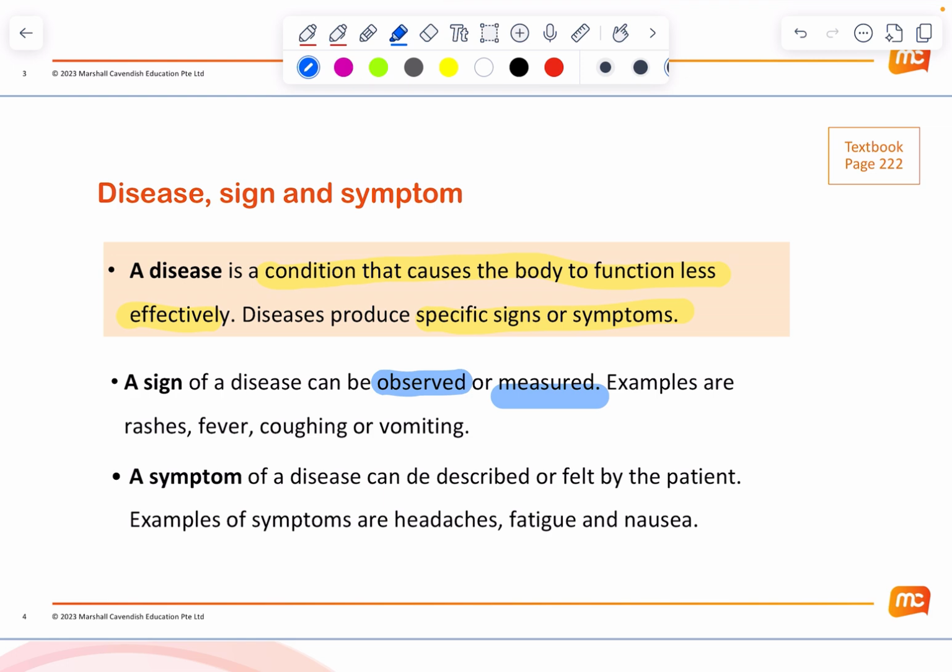The examples are like the amount of rash you have, the frequency of how many times you cough in a day, whether you have vomiting, what's the color of the vomit, and things like this. So this is a sign. Symptoms are usually described by what the patient feels, like what I shared previously: fatigue. Fatigue means tiredness, nausea means the feeling of wanting to vomit, and of course, headache.